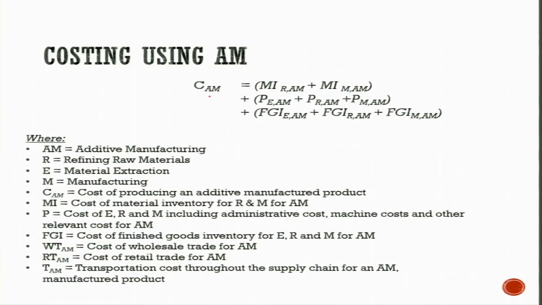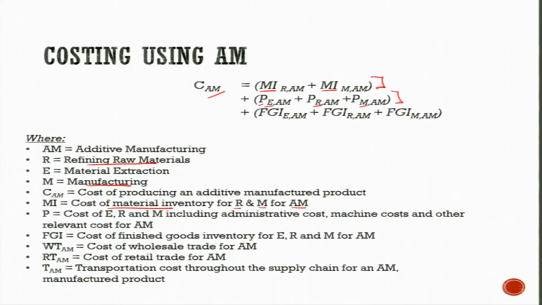So this is the model where the cost for additive manufacturing is divided into three major components. Number one is MI, number two is P, number three is FGI. What is MI here? MI is the cost of material inventory for the E, R and M for additive manufacturing. What is RM? That is for refining the new material and for manufacturing that material, right? Now, the cost of material inventory for refining material plus the cost of material inventory for manufacturing the material is the first component. This is the cost including the administrative expenses for the material extraction. E is for extraction, R is for refining and M is for manufacturing.